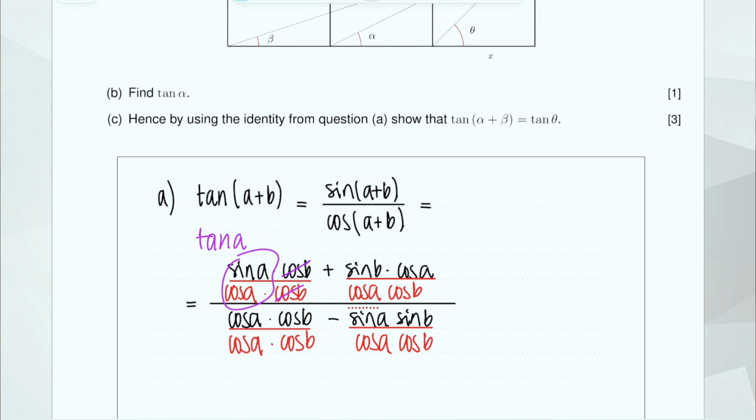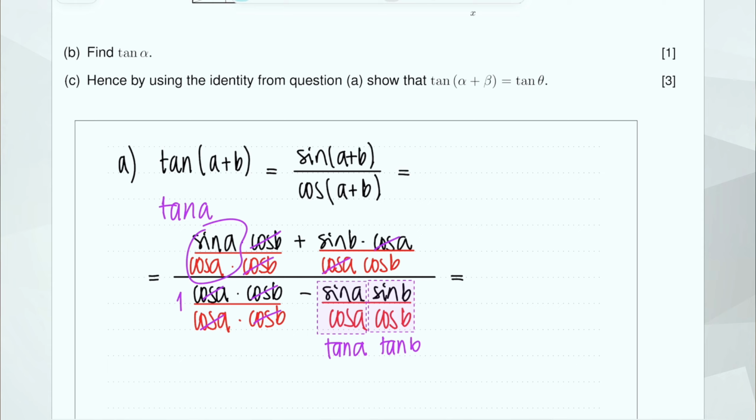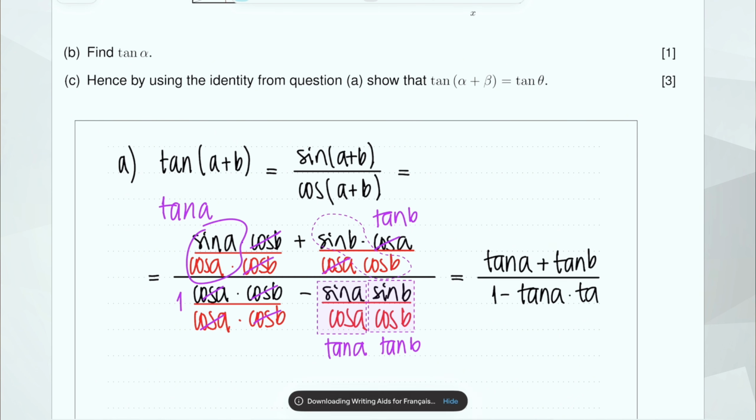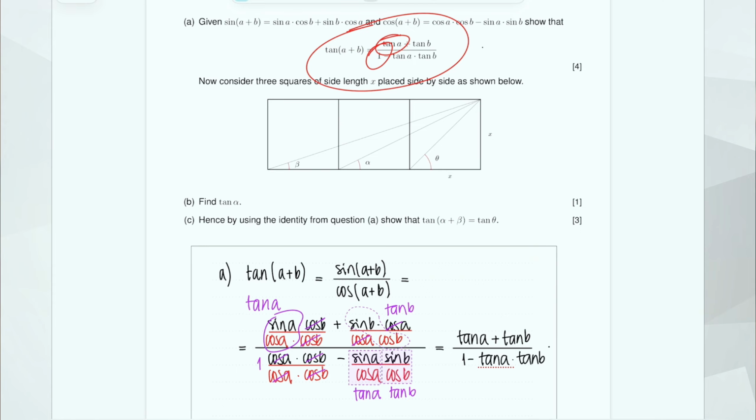We simplify everything over here, which gives us 1. And over here we have tangent of a times the tangent of b. Remember that this is tangent of b. Therefore, we get just that: tan a plus tan b over 1 minus tan a times tan b. Now, question A is done.